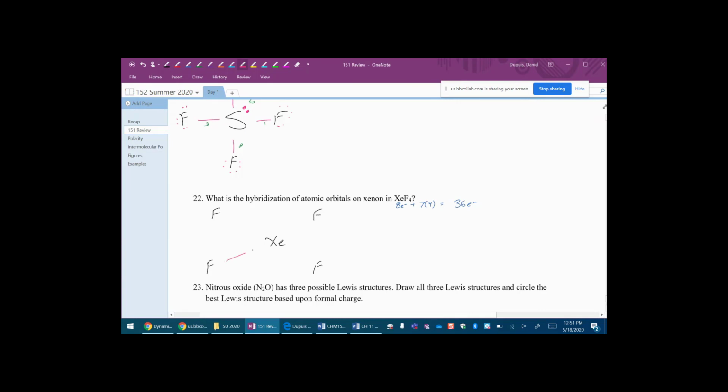All right, bond 2, 4, 6, 8, 10, 12, 14, 16, 18, 20, 22, 24, 26, 28, 30, 32, 34, 36. It's good. Electron pairs 1, 2, 3, 4, 5, 6 pairs. It's octahedral. That means it's sp3d2. Whether that exists or not doesn't matter. That's what the book says hybridization is. So that's hybridization.